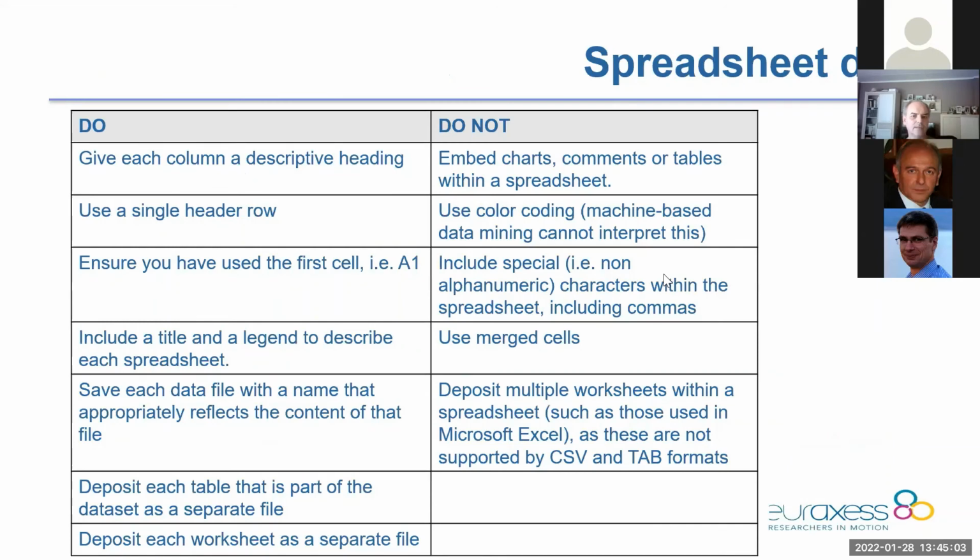This slide shows some tips related to structuring spreadsheet data, because most of our data are in this format. For example, what should we do? Give each column a descriptive heading, use a single header row, and so on. And what should we not do? For example, embed charts, use color coding, and so on. Spreadsheets should be deposited in comma-separated CSV format.